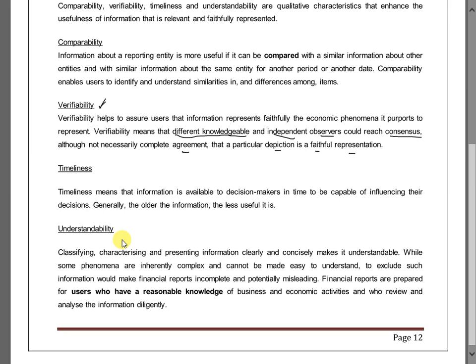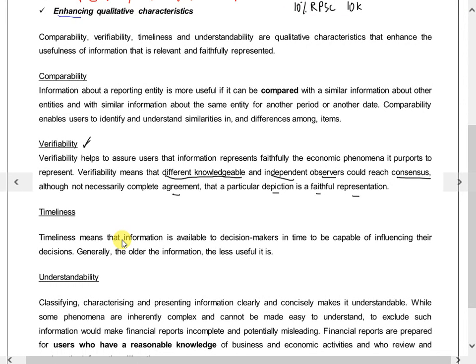Okay. V cut, next will be C, comparability. Compare to last year. Compare to a different company. Similar information about another entity, meaning company A, you compare with company B. It can be 2018 compared to 2017. So can comparability be compared to another company, or the same company but a different year? Okay, comparability.